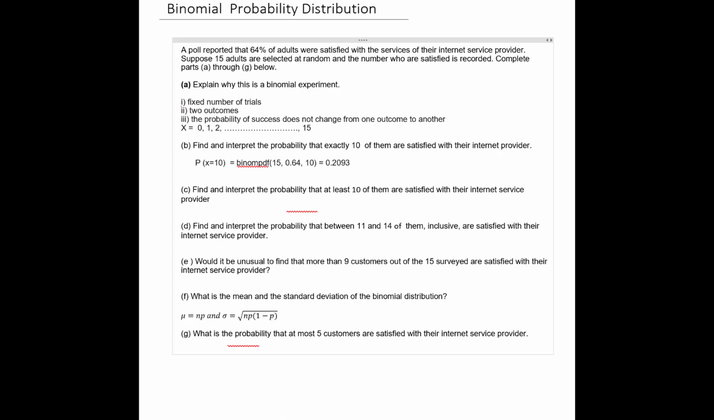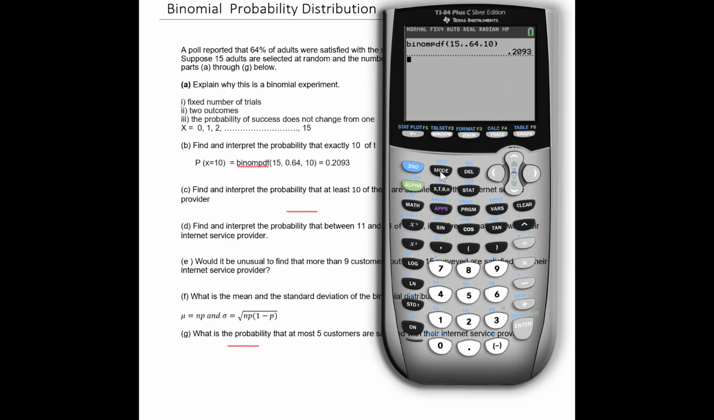Okay, going back to the calculator, let's say I ask you what's the probability that none of them is satisfied with the internet service provider. Here's what you can do.